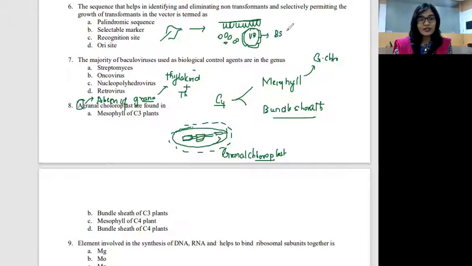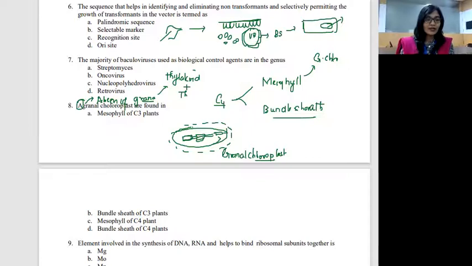In bundle sheath, suppose I'm going to talk about one bundle sheath cell, they are going to have what? Chloroplast. You write it. So they're going to have chloroplast. Suppose let me see one. There's going to be chloroplast, and this chloroplast does not have grana. And because of that, they are called agranal chloroplast.